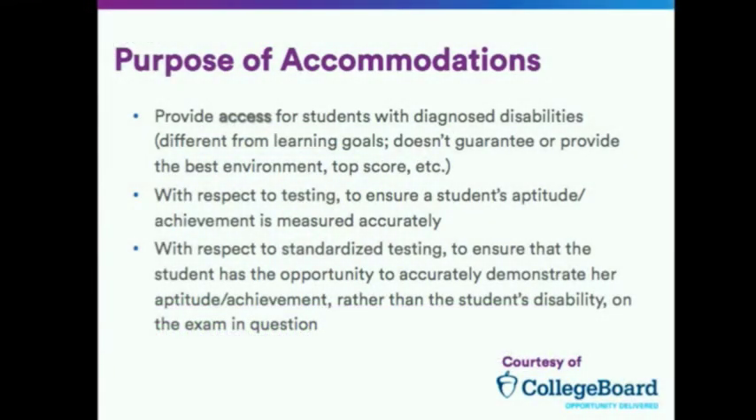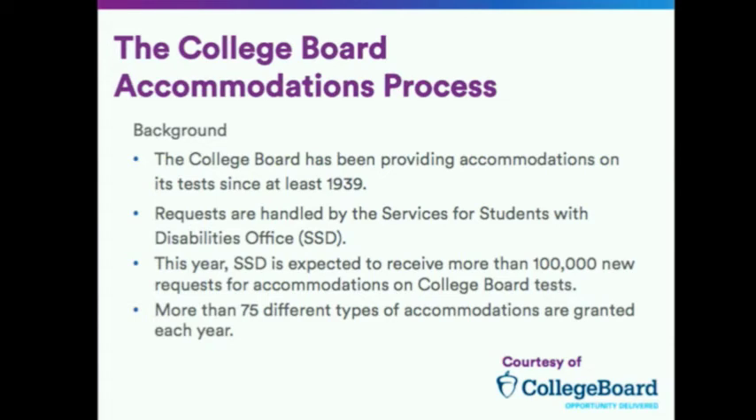Now, using the College Board as an example, and perhaps we should give you a little background on the College Board. The College Board has been around for over 100 years and has been providing accommodations on its standardized tests for over 75 of those years. That's about 34 years before the federal government required us to. At the College Board, those are handled by the Office for Services to Students with Disabilities, and we expect to get over 100,000 requests in just this given school year for accommodations. In the end, more than 75 different types of accommodations are granted each year. The list is endless and changes every year depending on the needs of the students asking for them.